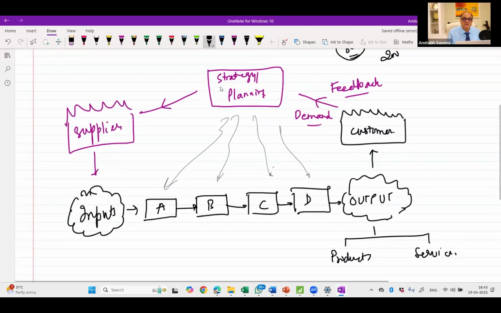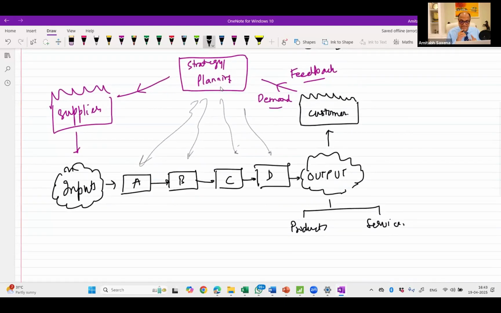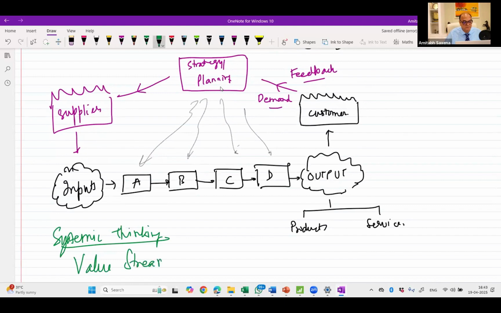Okay. Now, if you think in terms of the system, you are a part of a system. We call it systemic thinking. Think about the whole, not the parts. This also is known as value stream map. You will learn a lot of jargons today, a lot of tools and techniques. Value stream map.